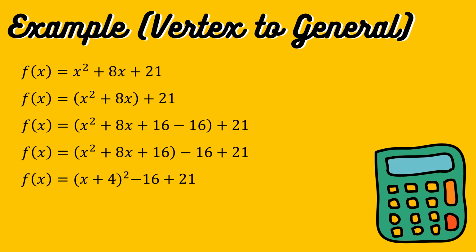Usually, whatever is half of this is what is placed here. So 8 divided by 2 is 4. And then simplify the terms outside, which is negative 16 and positive 21, which will give us 5. So our final answer would be x plus 4 squared plus 5.